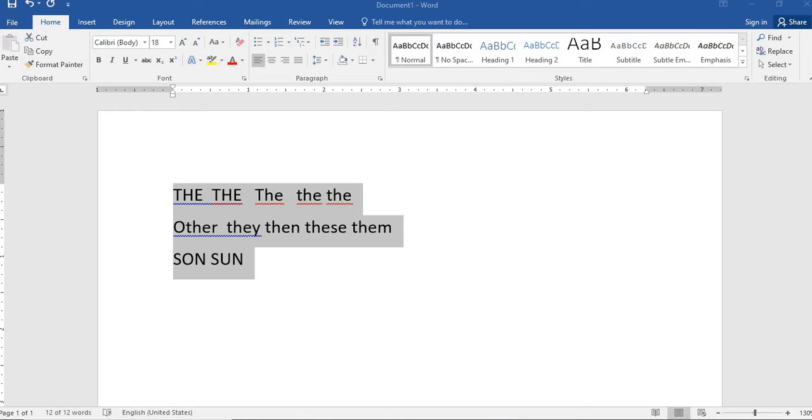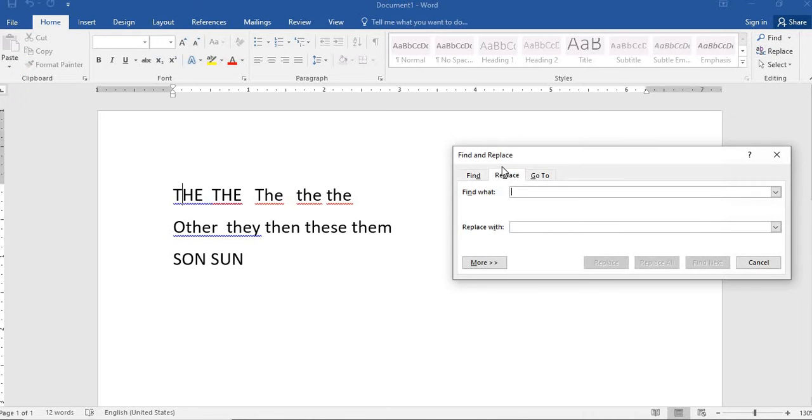Today I'm going to teach you how to use the find option in MS Word. So in the home menu, we have the option called find. In the find, type the word to find, "the". So find next.